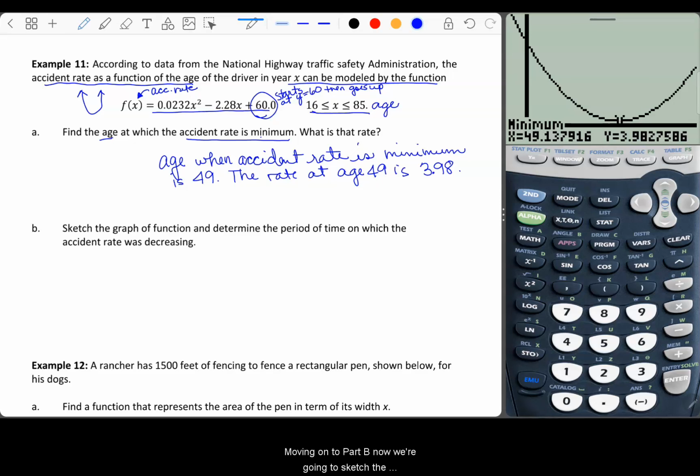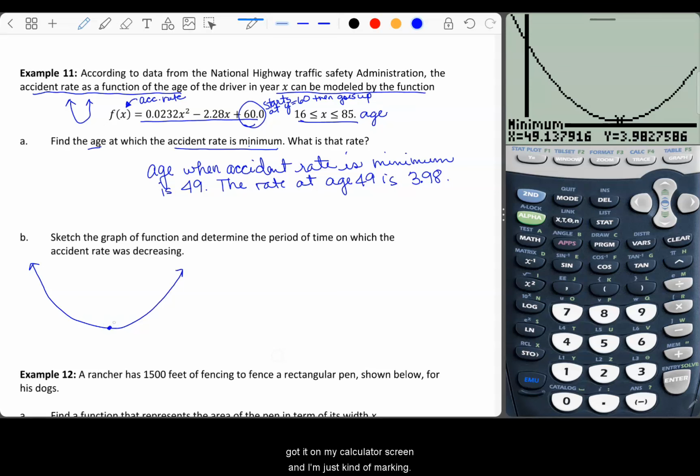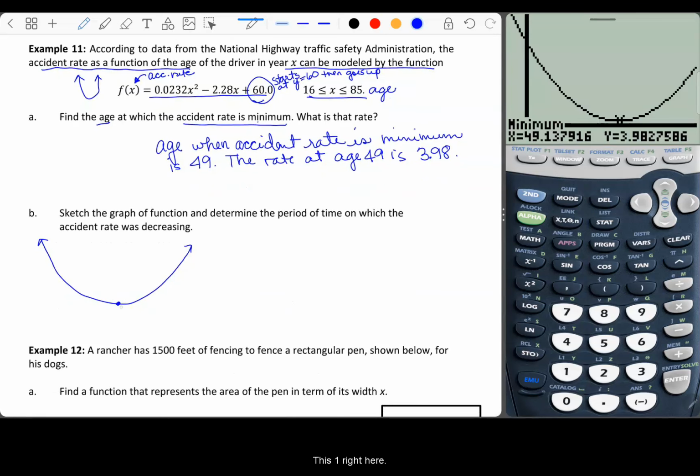Moving on to part B, now we're going to sketch the graph of the function and determine the period of time. So I'm just doing a quick sketch over here. I've already got it on my calculator screen, and I'm just kind of marking this one right here. And that point is at the minimum of 49 years of age with a rate of 3.98. So if we take a look at this, we know that it crosses the y-axis at 60.